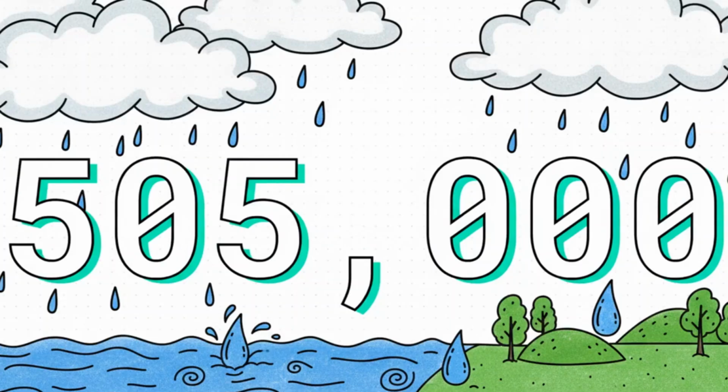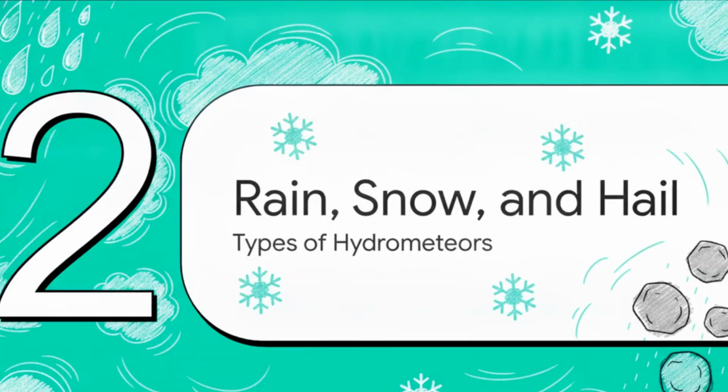And when they finally do fall, the scale is just absolutely staggering. 505,000, that's the volume in cubic kilometers of water that falls globally as precipitation every single year. To put that massive number into perspective, about 398,000 cubic kilometers of that falls over the oceans and 107,000 cubic kilometers falls over land. This incredible transfer of mass and energy is the critical engine running the Earth's entire water cycle. Which brings us to Section 2, rain, snow, and hail, categorizing hydrometeors.